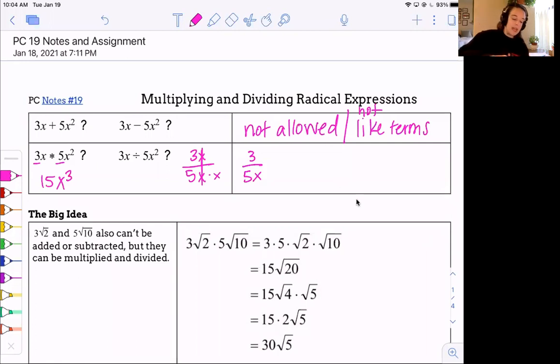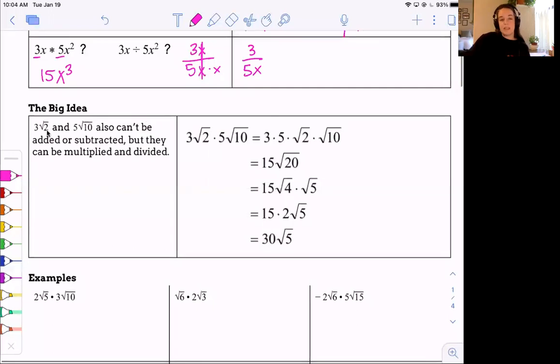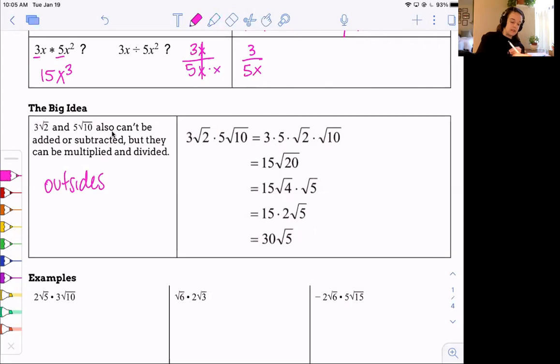So the big idea when we're thinking about radicals is that 3 square root 2 and 5 radical 10 also can't be added or subtracted, right? As we remember from last week, they can't be combined with addition or subtraction because they are not like terms. However, they can be multiplied and divided. And what we're going to do in order to multiply and divide them is we're going to multiply outsides with outsides and insides with insides. Outsides with outsides, insides with insides.